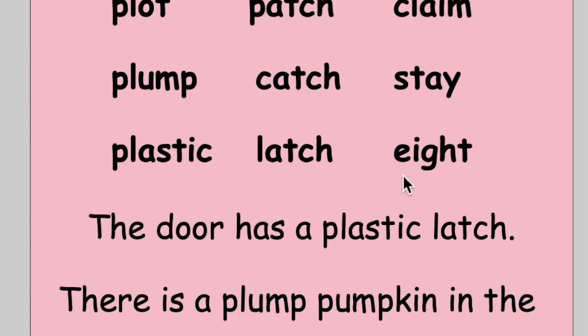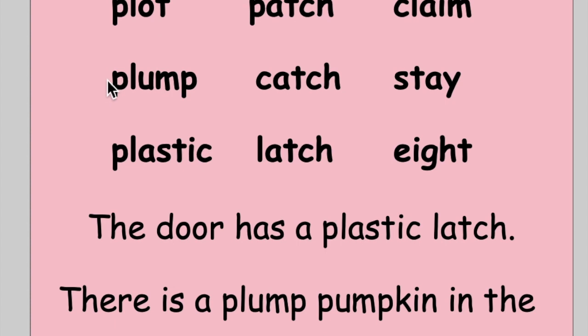E-I-G-H. Those four letters say a sound together. We know it from our phonics cards. E-I-G-H says what? A. Good. Eight. Eight. Like the number. Okay. Are you ready? Think.